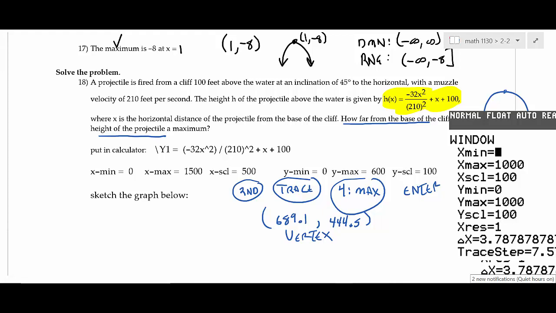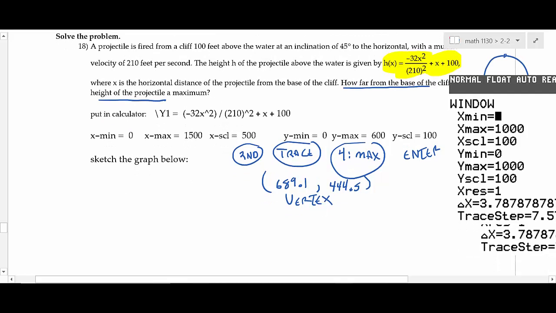Okay, so what this would say then is it says how far from the base of the cliff will the projectile be at a maximum? So the answer is not the point. The answer is this right there. That's how far away you are. That right there is the height, and then this would be the distance from the building.